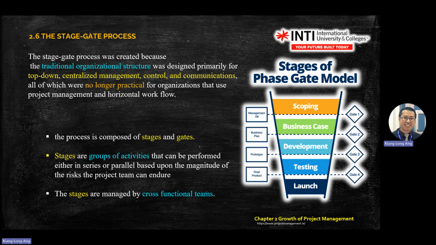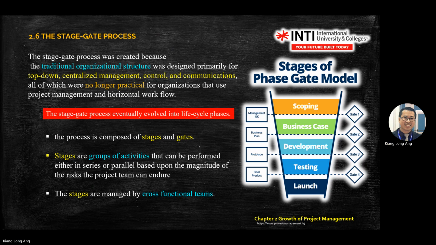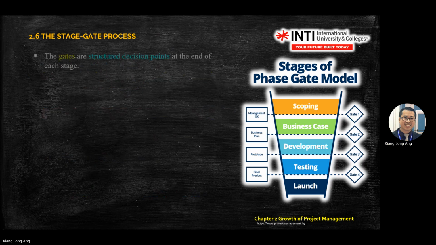So what are stages? Stages are this one, all the colored things. Stages are groups of activities for the projects. Stages are managed by cross-functional teams, so it can be R&D, finance, law firms, and so on. So the stage gate process later evolved into life cycle phases.